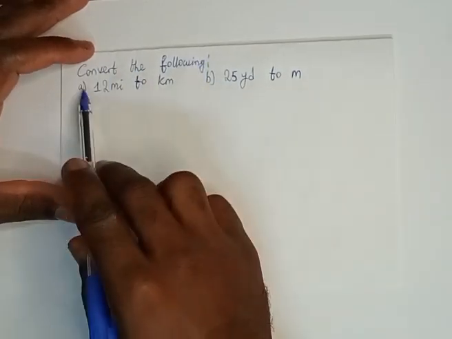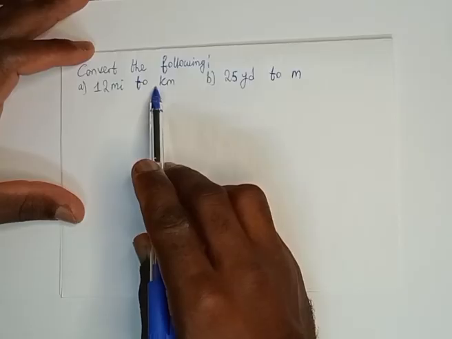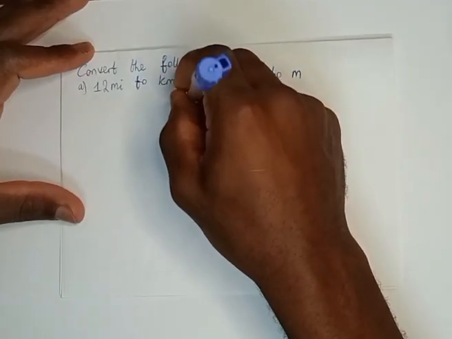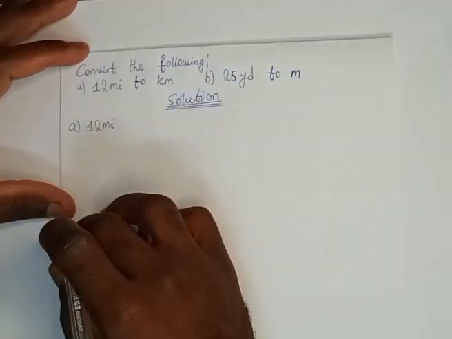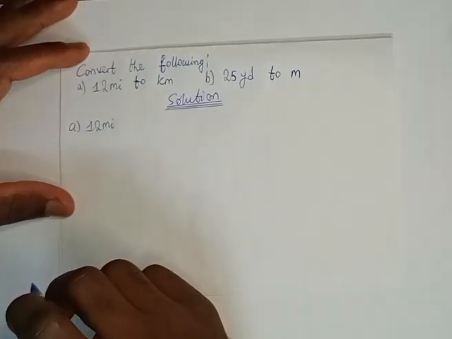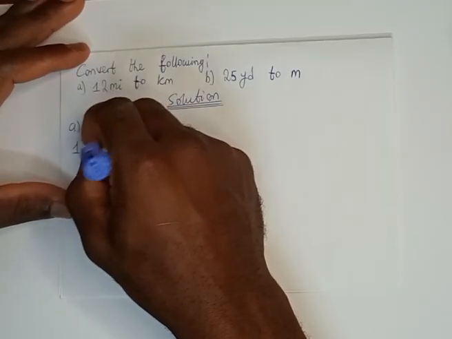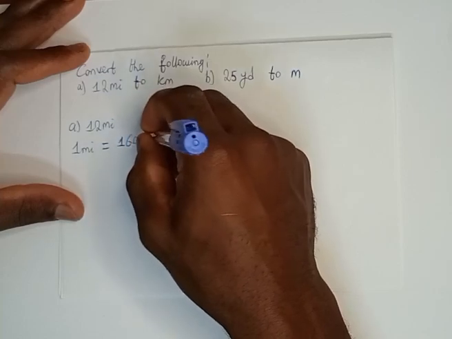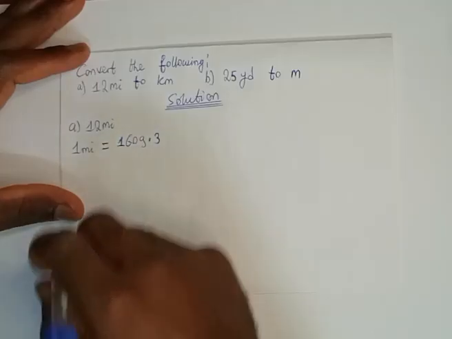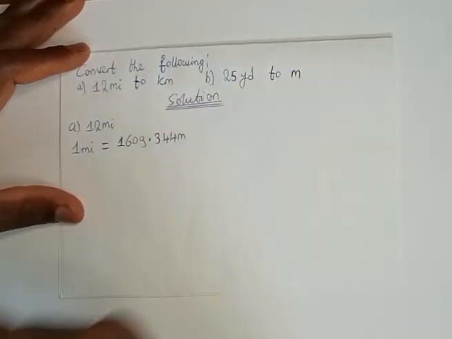Convert the following. For question A, we have 12 miles to kilometers. We take the solution. Question A, 12 miles. For us to perform this conversion, we are going to make use of the fact that 1 mile is approximately 1,609.344 meters.